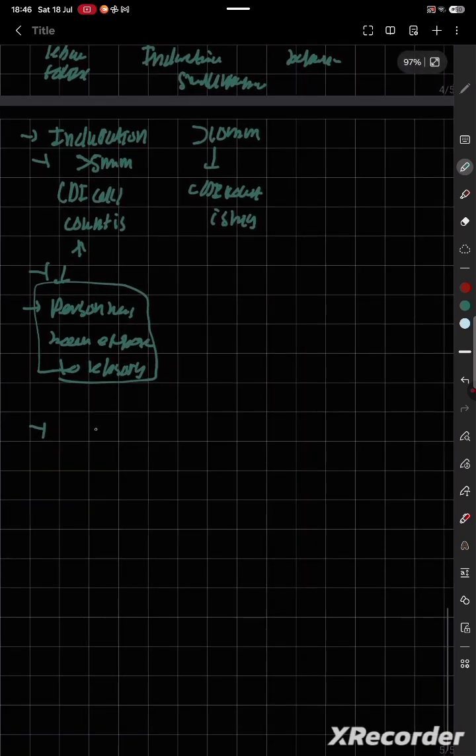These two tests are done. Then culture is done, Lowenstein-Jensen medium culture. Then there is MALDI-TOF and VITEK, ELISA and PCR.